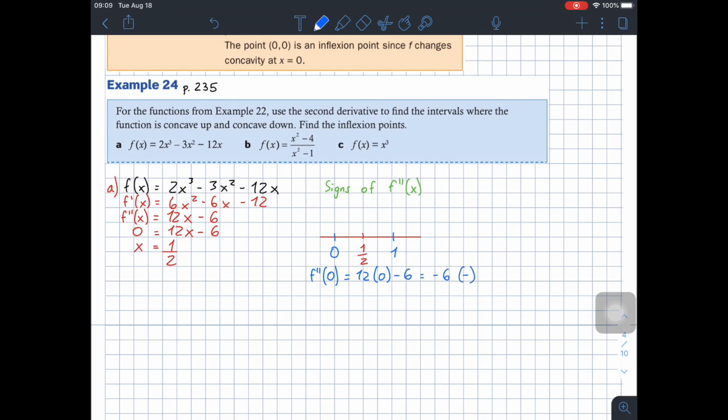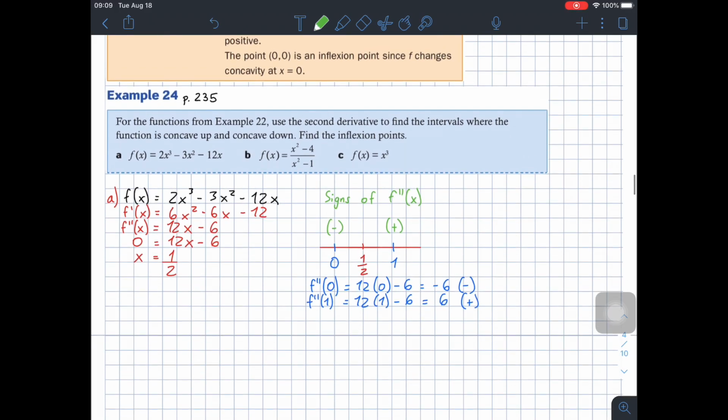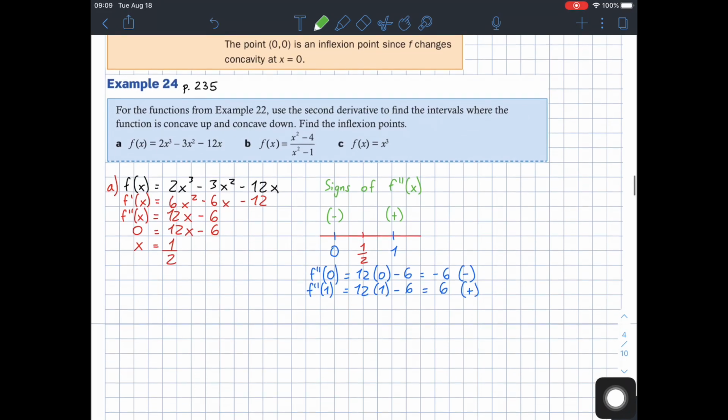So the sign, we're only interested in the sign again, okay? So the sign at 0 is negative, and now we need to determine the sign at 1. So this would be 12 times 1 minus 6. This is a positive number, it's +6. So we can for sure say that there is an inflection point at x equals 1/2, because there's a change in concavity. It comes from negative concavity to a positive concavity, okay?